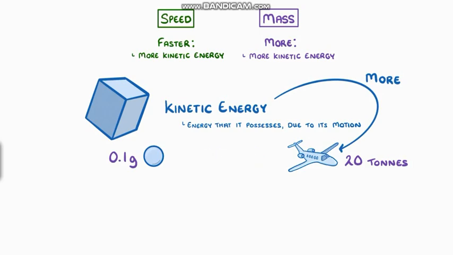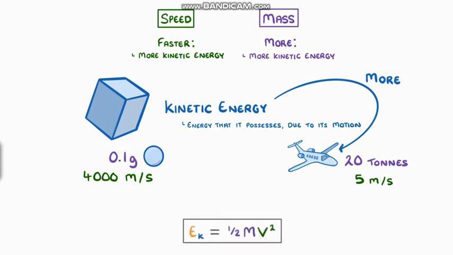What if instead, though, the plane was travelling at 5 meters per second, and the particle was travelling at 4,000 meters per second? In order to find out which object had the most kinetic energy this time, we'd have to use the equation, which states that Ek equals 1/2 mv squared.